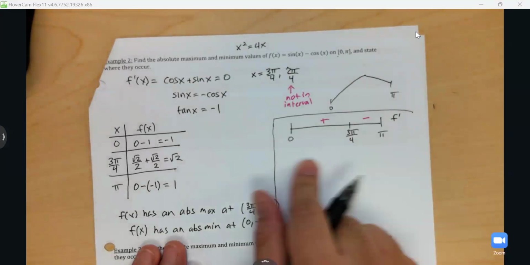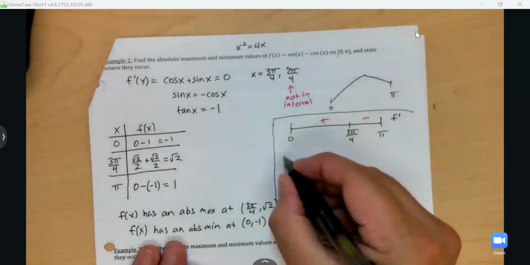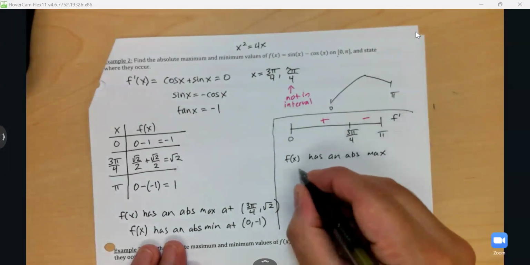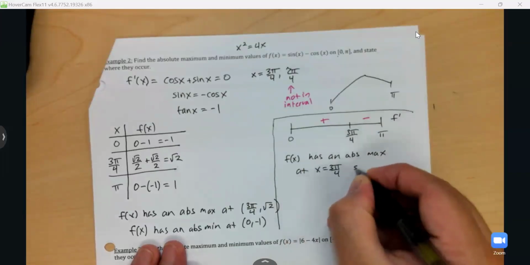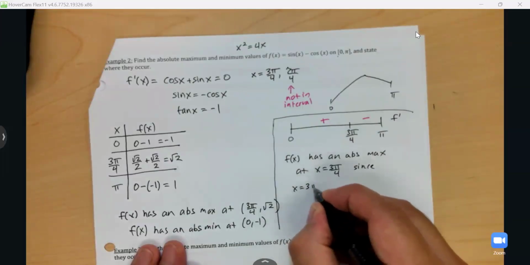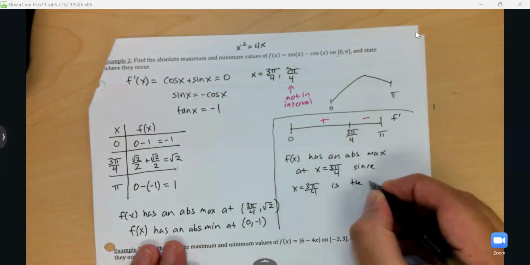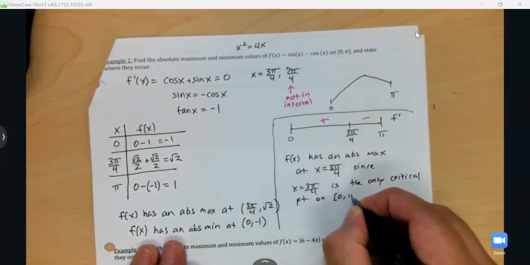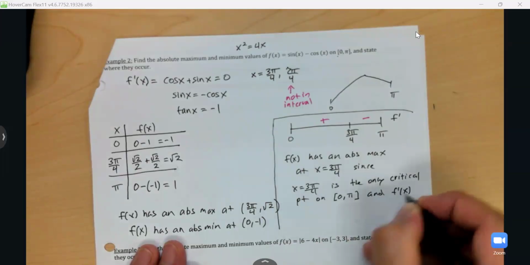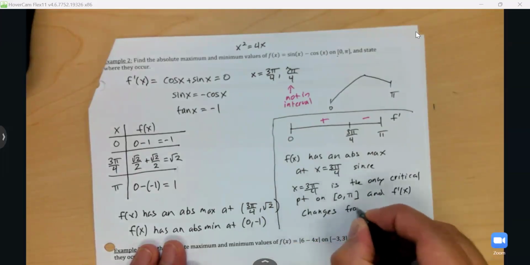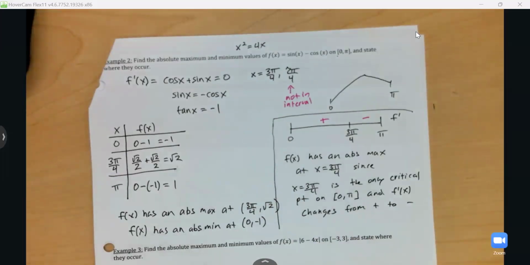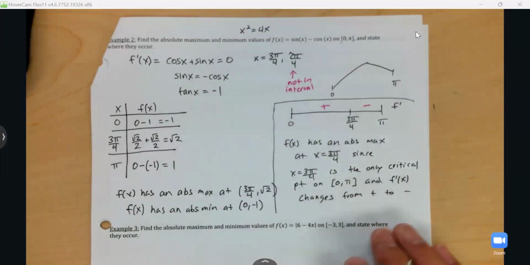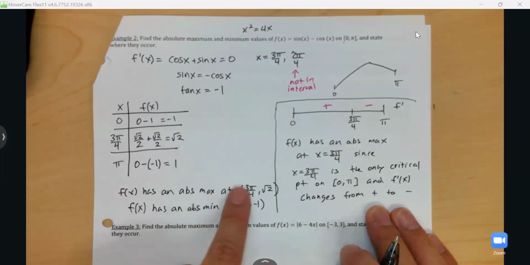So if I wanted to, I could have justified this with the sign chart. What I would say if I did that was: f of x has an absolute max at x equals 3 pi fourths, since x equals 3 pi fourths is the only critical point on 0 to pi, and f prime changes from positive to negative. Okay, so that would have been a sufficient way to justify why f of x also has a maximum at 3 pi fourths.